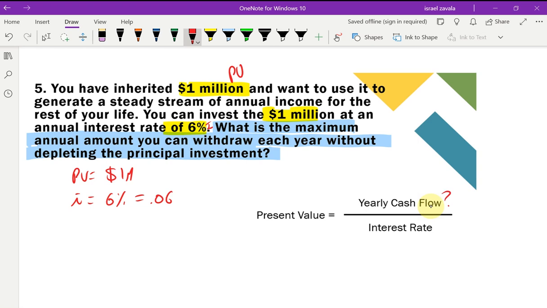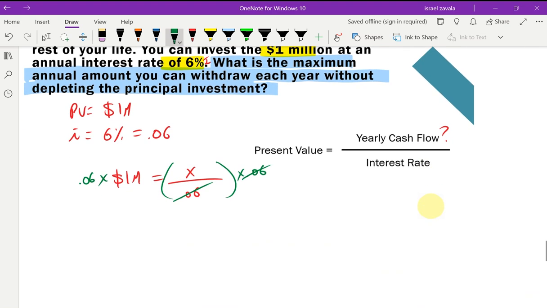Okay, so all that means is we got to do some math, right? We got our 1 million is equal to, this is our unknown variable x, divided by our interest rate, 0.06. And then all that means is we multiply both sides, right? We're going to do a little bit of algebra here. We multiply both sides by 0.06, okay? So in this case, this crosses out. And then that leaves us with the x on one side by itself. I'm just going to move it to the other side.